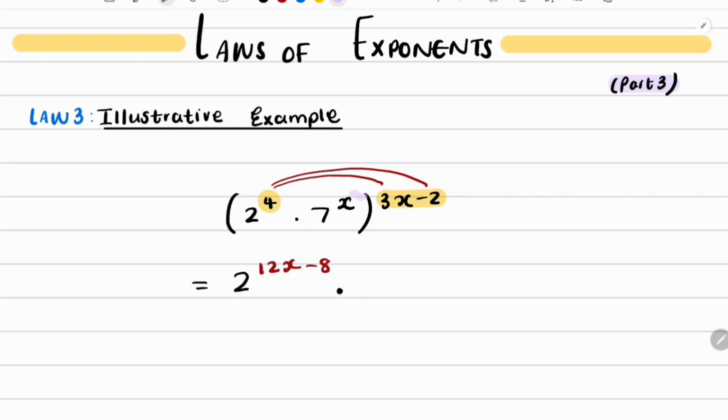Our 7 has an exponent of x. So the base stays 7, and then we're going to have x being multiplied by the 3x, which gives you 3x squared. And then the x multiplies to the negative 2, which gives you negative 2x. And that is our answer.